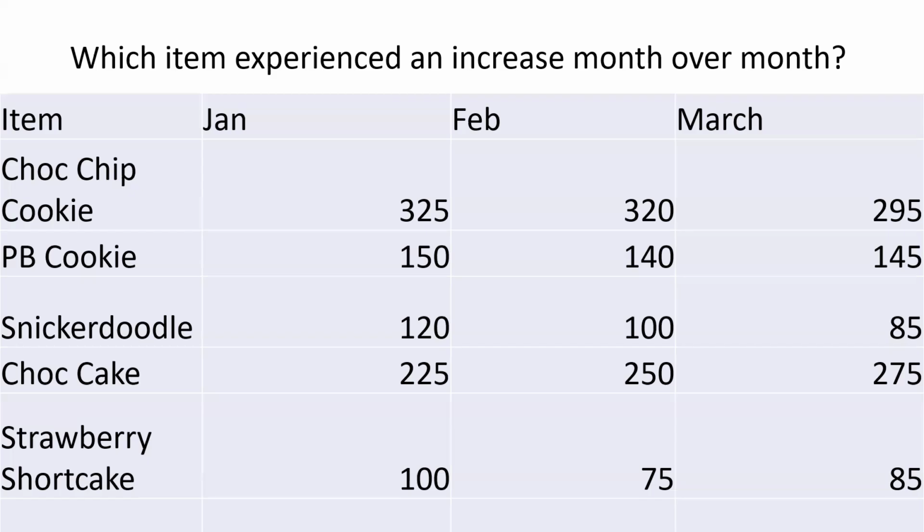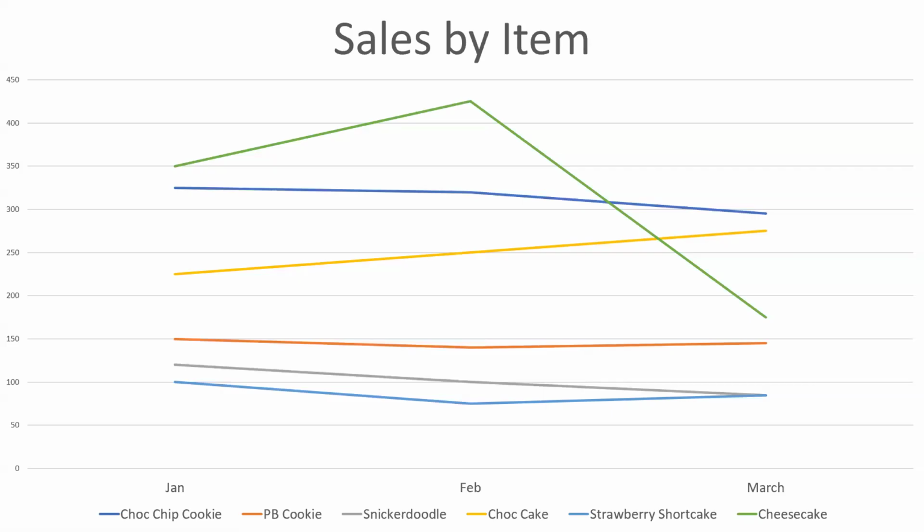Not chocolate chip cookies, because they decreased from February to March. Chocolate cake. I heard it over here too. Just be a little bit more confident. Okay. Oh, she said chocolate cake. Okay, cool. Yeah. So now let's take a look at this. This is a different type of graph. So which item experienced a continuous increase month over month?